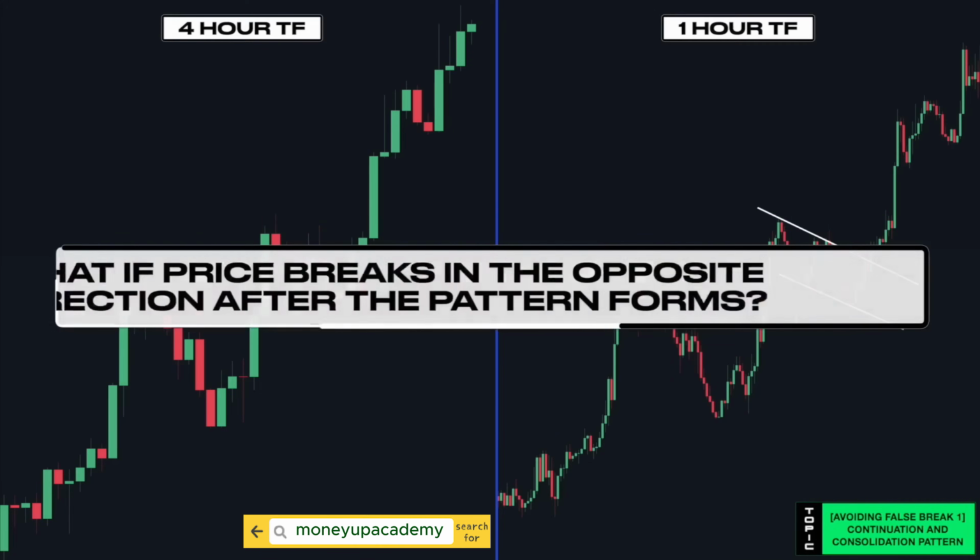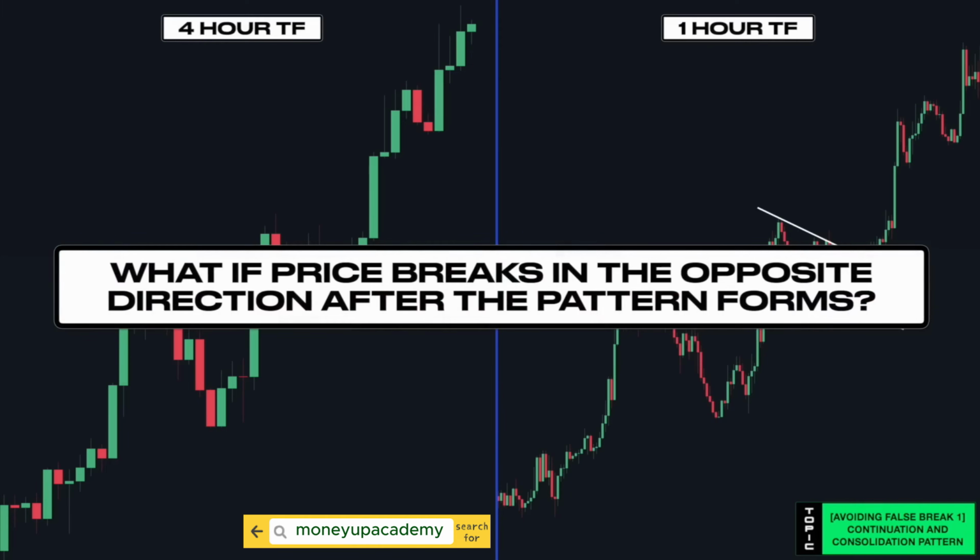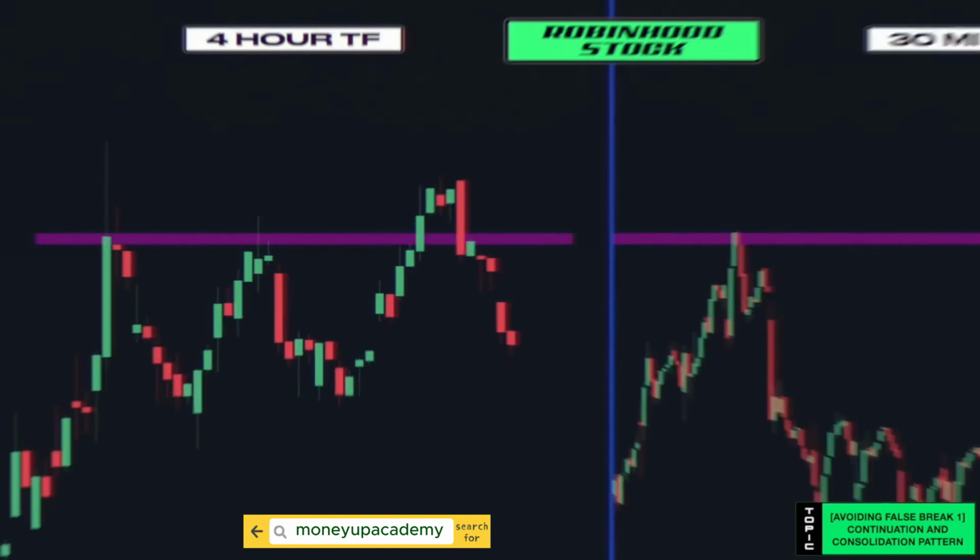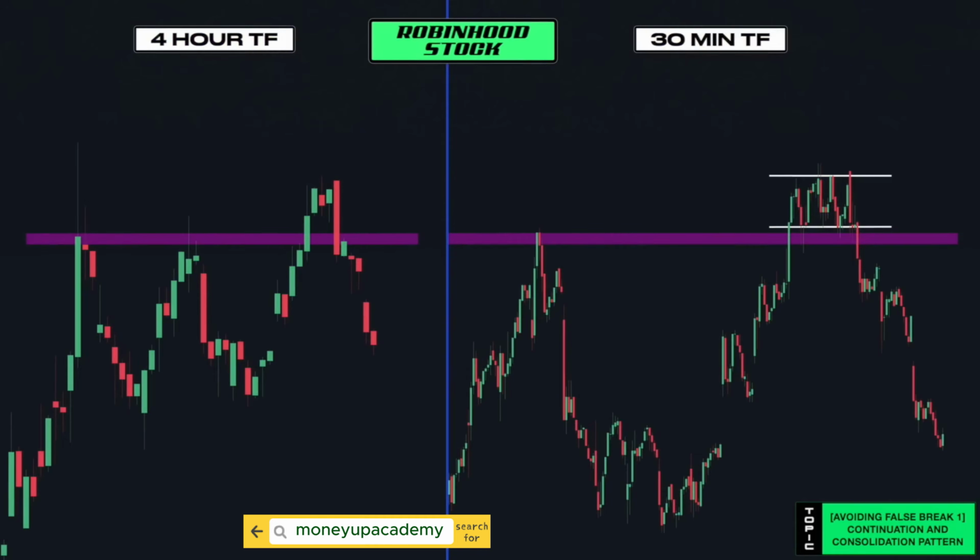Now, what happens if price breaks in the opposite direction after the pattern forms? This is the Robinhood stock. On the left is the Robinhood 4-hour time frame, and on the right is the 30-minute time frame. You had your key level here before price broke through the key level.